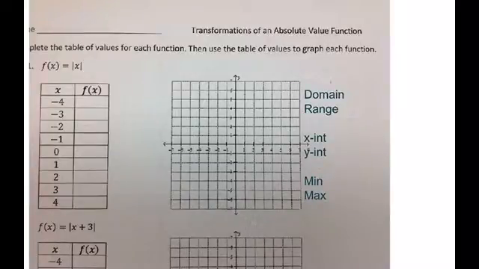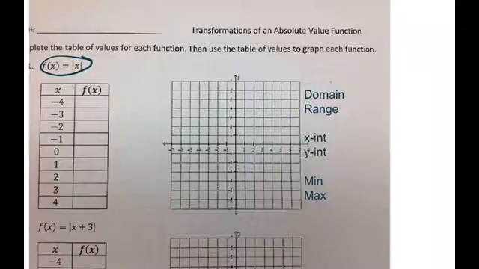Today's lesson is going to be a review of creating a table from an equation, plotting the points from the table, and doing our domain, range, x and y intercepts, and mins and maxes. We're doing this review so that we can start learning about transformations of absolute value functions. So we're first going to start with our equation up here.